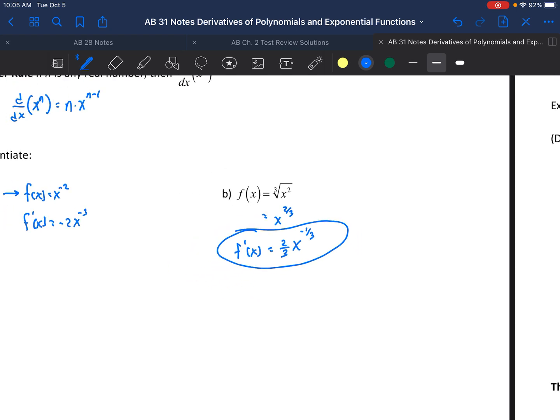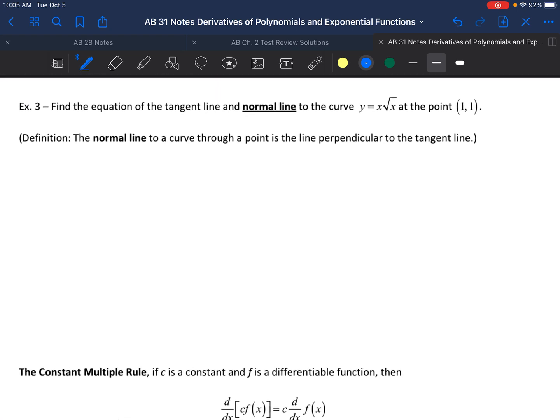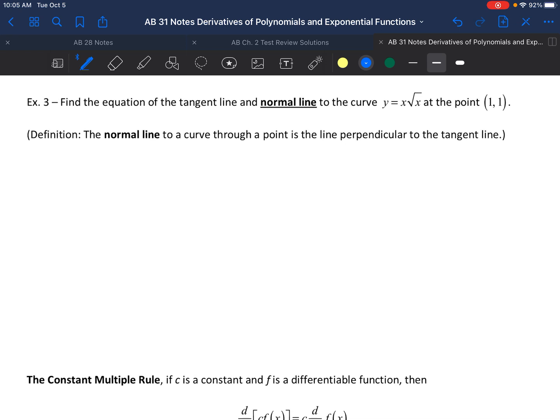That sure is convenient. Let's take a look at some other changes. Or let's actually find another equation. Find the equation of the tangent line and normal line to the curve. Now, a normal line is the line through the point that's perpendicular to the tangent line. We're looking at y equals x root x, or we've got y equals x times x to the 1/2, which is x to the 3/2.